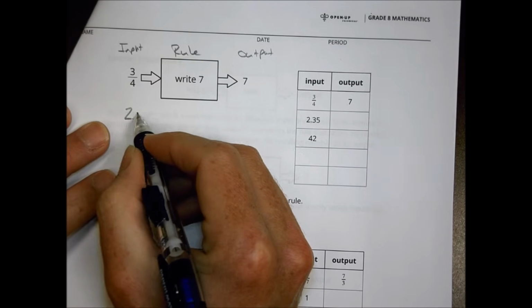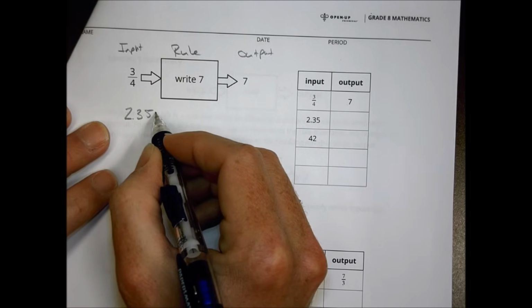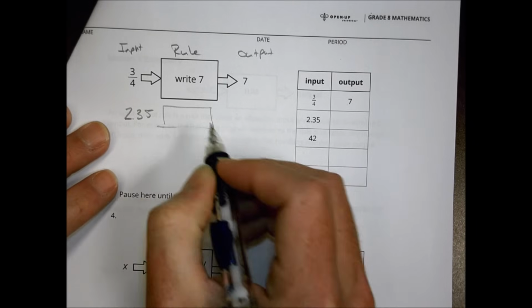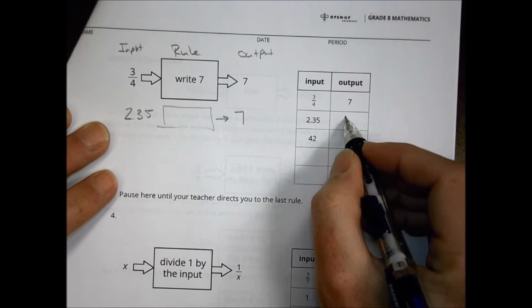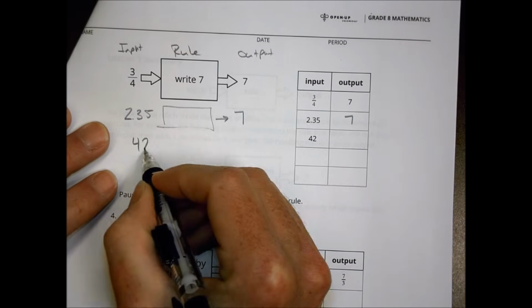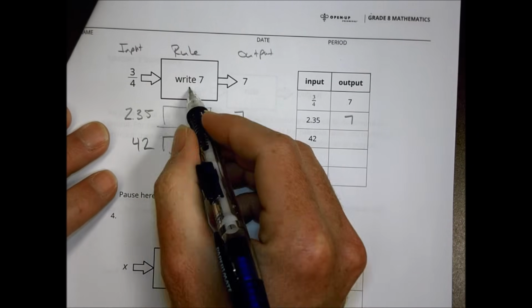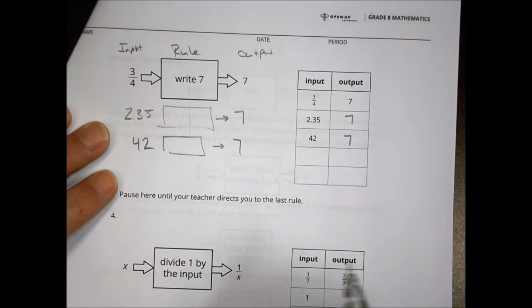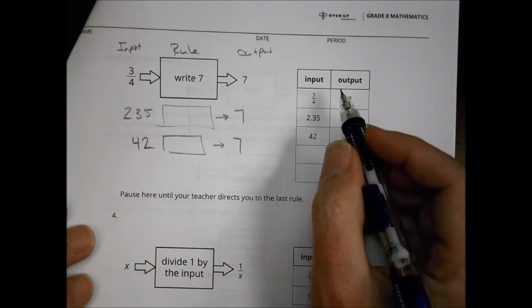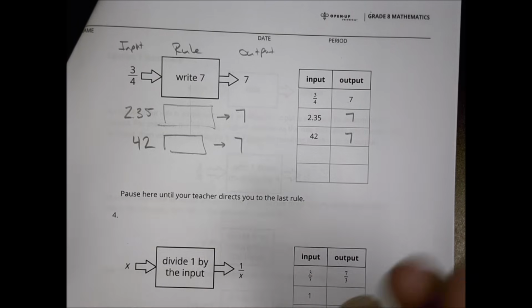Okay, so if I had 2.35 and I put that in the box, and the rule says to write the number 7, then what comes out the other side? Simply 7. If I have the number 42 and the rule says write 7, then what do I write? 7. So that rule doesn't have much to do except just to change the number into 7. There's not like a mathematical reason for it. It's just that's the rule, and you have to play by the rules.